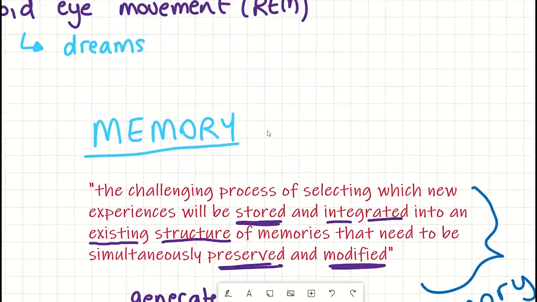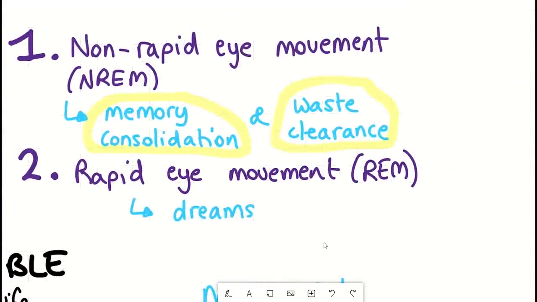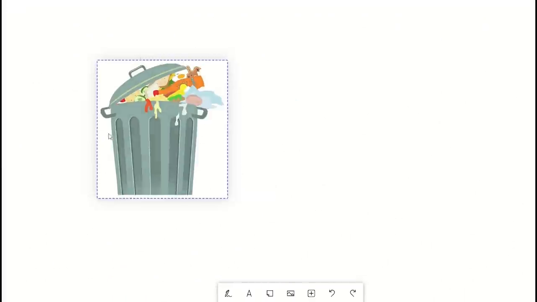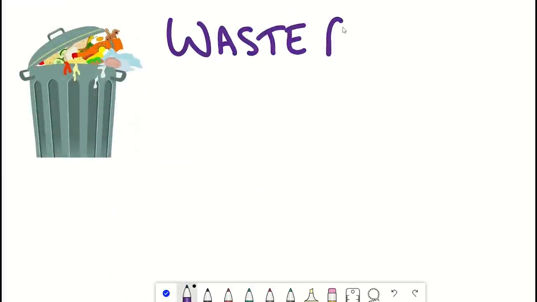Now, a second purpose that's discussed in these review articles is the idea that sleep is important for waste clearance from the brain. Now, the fancy term for this whole system is known as the glymphatic system.